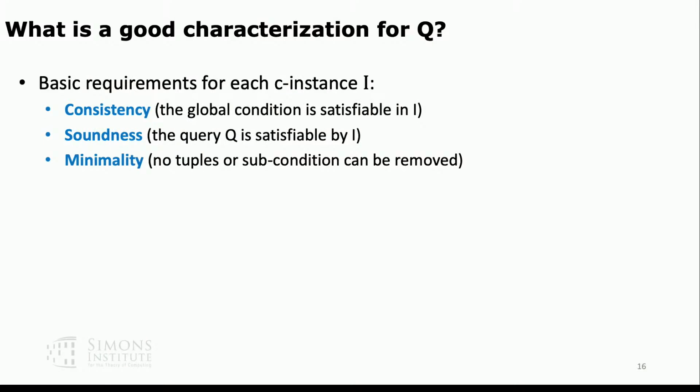What solution do we want? We want the basic requirements. For each conditional instance that we return, it should be consistent, that is, the global condition should be satisfiable in that conditional instance. It should be sound, that is, the query should be satisfiable by that conditional instance. And of course, minimality: we don't want redundant tuples or redundant conditions in the solution.